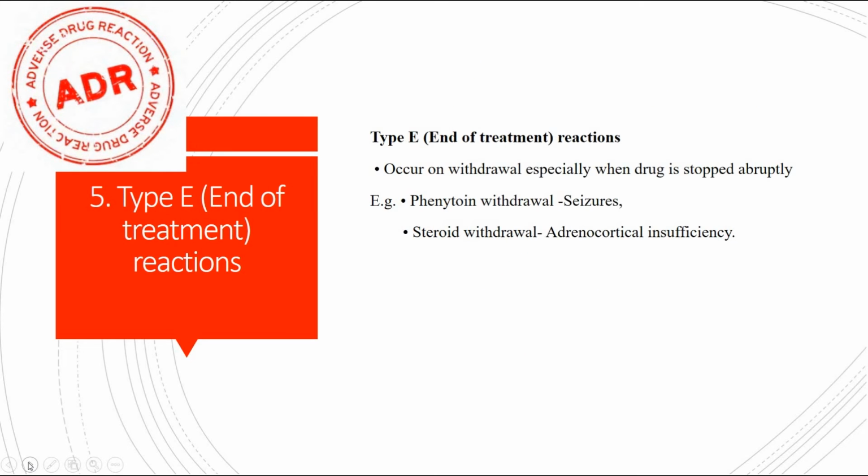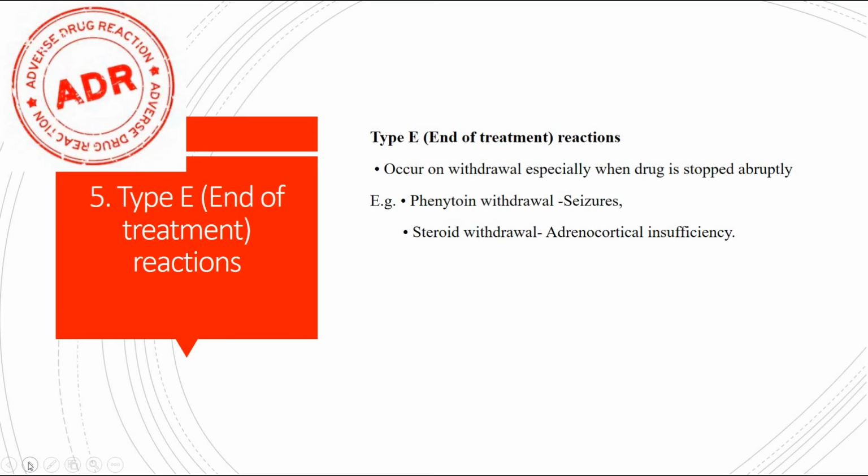And the last type is the type E, that is the end of the treatment reaction, or you can say the exit of the treatment. So here for this we can see that withdrawal of the drug is being stopped abruptly, means suddenly stopping the use of drug. So what happens, like for example I have cited here seizure or epilepsy.